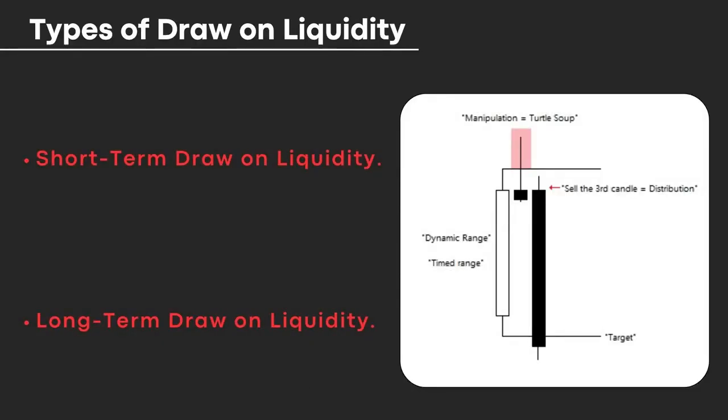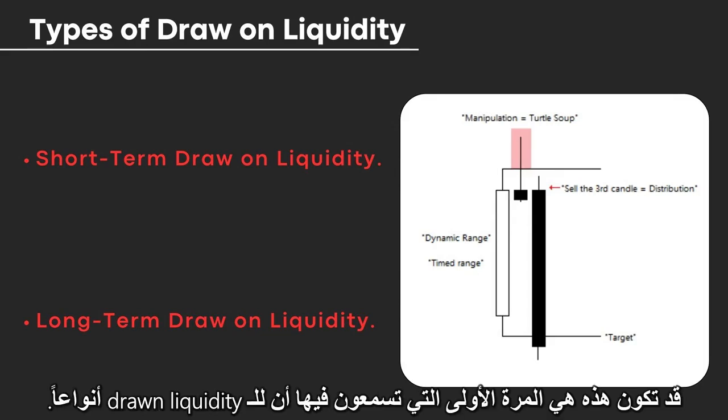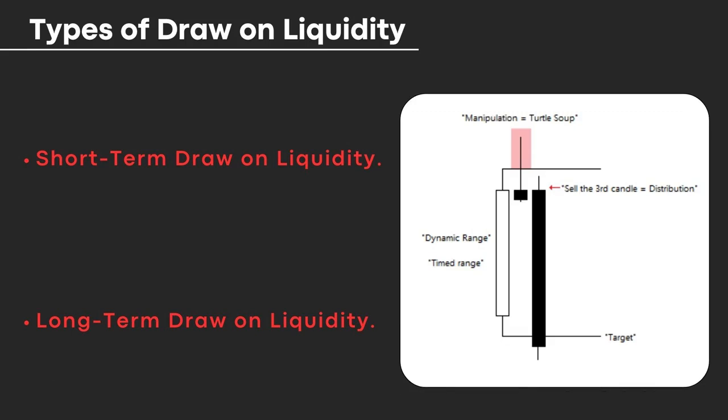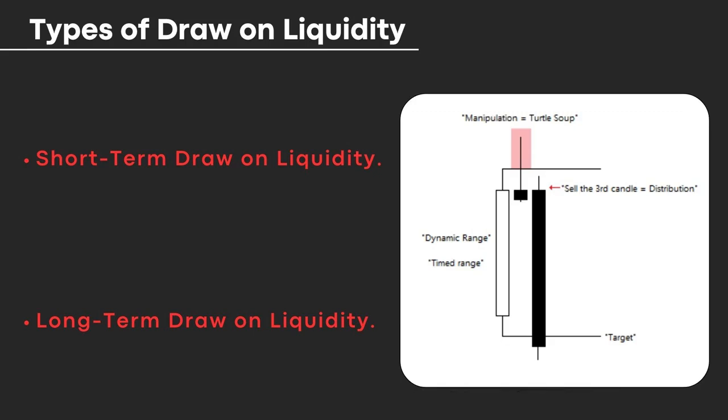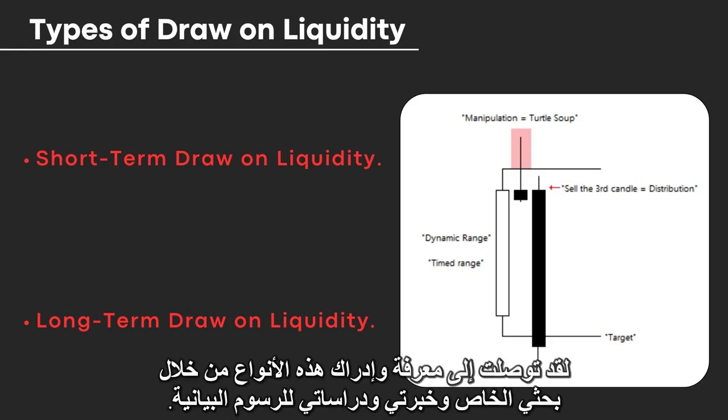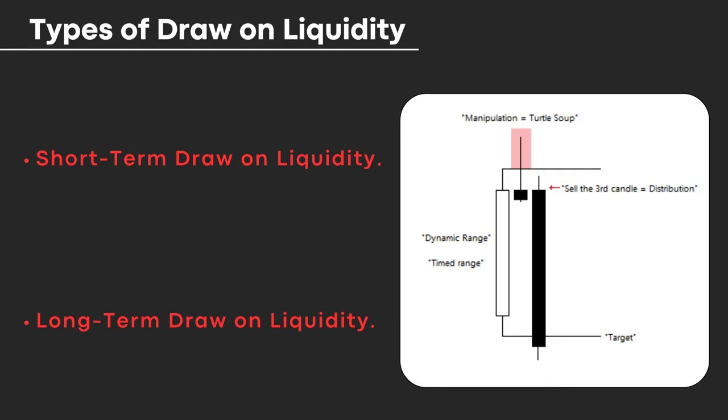Moving on. Now let's discuss the types of drawn liquidity, right? So inherently we have two types of drawn liquidity. For most of you, this might be the first time you've ever heard that even drawn liquidity has types, right? But it's true. No one has really talked about it or even knows about these aspects. I've come to know and realize these types by my own research experience and chart studies, right?